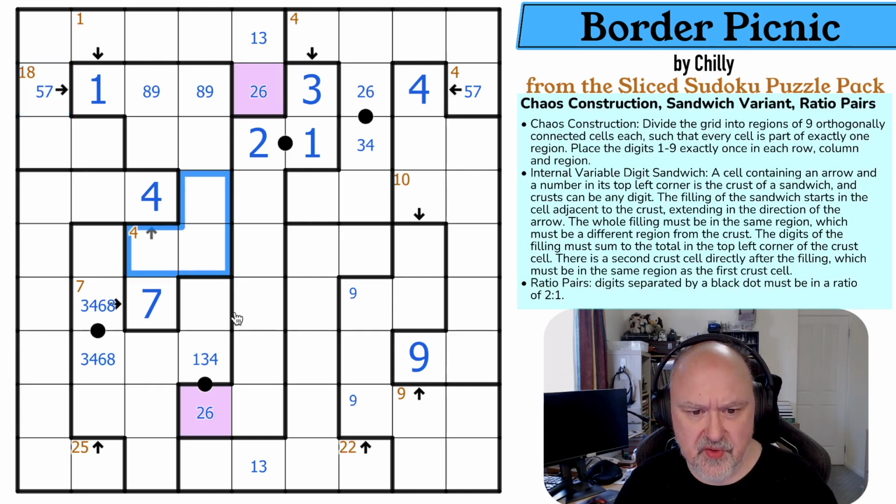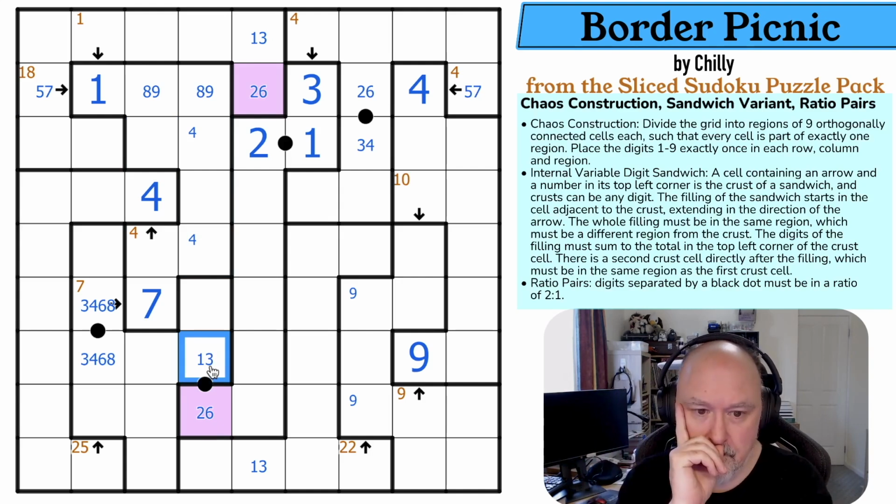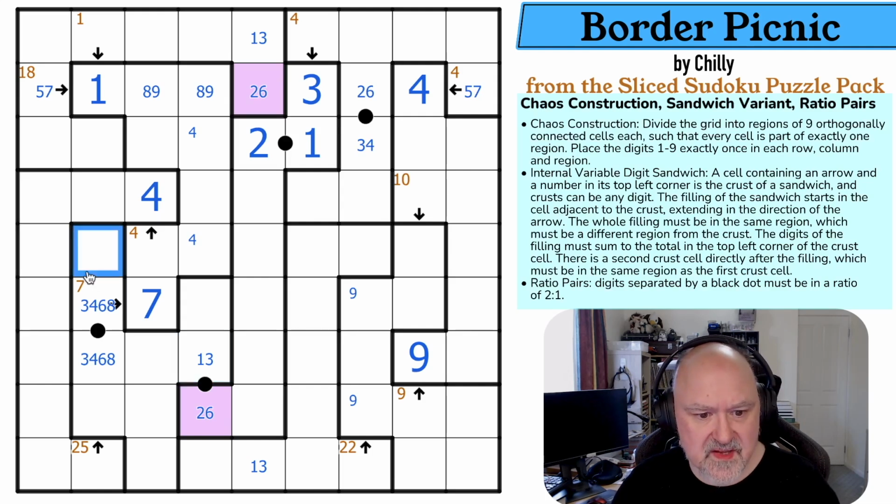Two is in one of those 3. These are 2, 3, 4, 5, 6. 2, 3, 4, 5, 6. 4 isn't in any of those. So 4 is in one of those 2. So that can't be a 4. So 4 in this region must be in here. I can't put 4 in here or in here. So in this region, the 4 must be in here, and there must be a 6 in here.